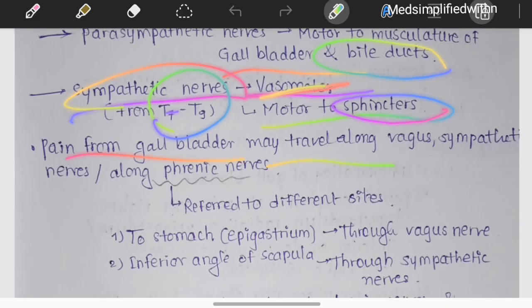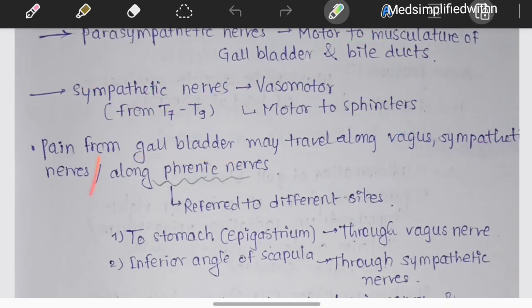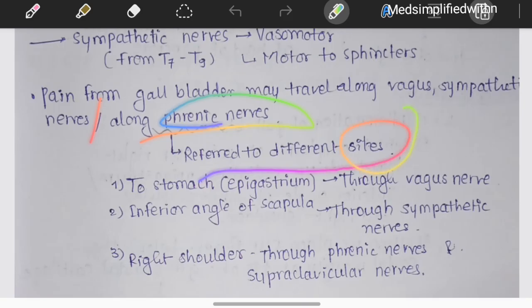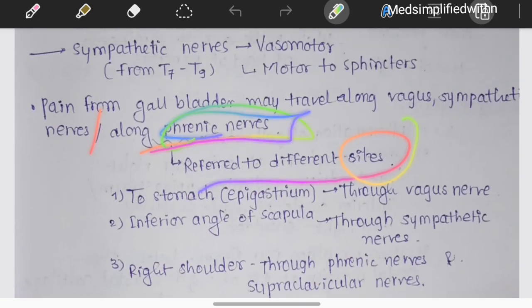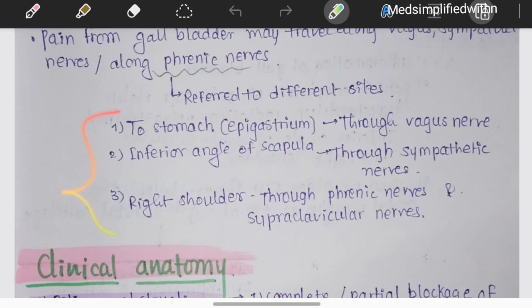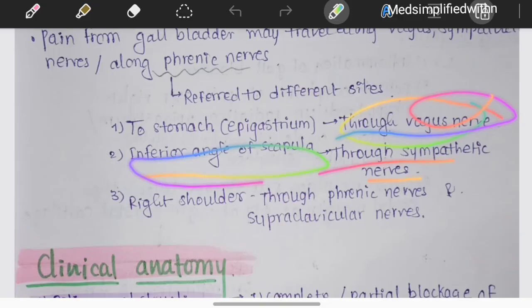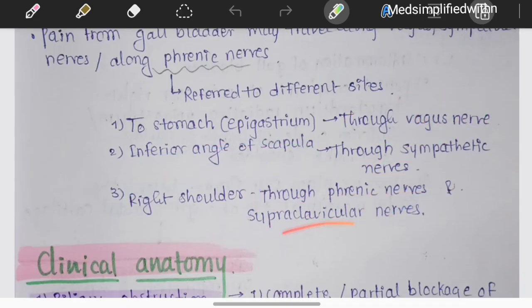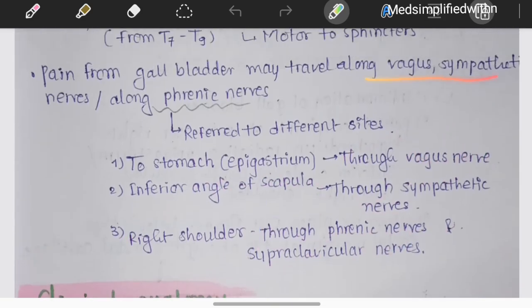Pain from the gallbladder may travel along the vagus, sympathetically, and along with phrenic nerves, and is referred to different sites. It can be referred to the stomach, to the inferior angle of the scapula, and to the right shoulder, these three sites. To the stomach through the vagus nerve, to the inferior angle of the scapula through sympathetic nerves, and to the right shoulder through phrenic nerves and supraclavicular nerves. These are the three types of nerves: vagus, sympathetic, and phrenic nerves.